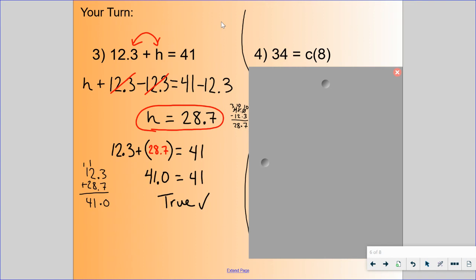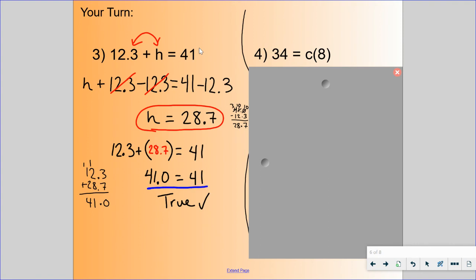So we're going to go ahead and rewrite the original equation, but now we're going to substitute in what we believe that H amount is. Instead of writing 12 and 3/10 plus H, we're going to write 12 and 3/10 plus 28 and 7/10. Go off to the side, actually check it, and yes, 41 and 0/10 is the same as 41.